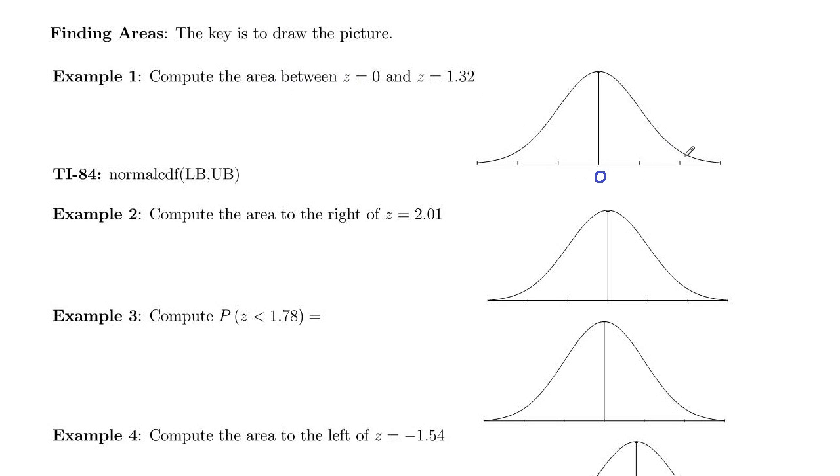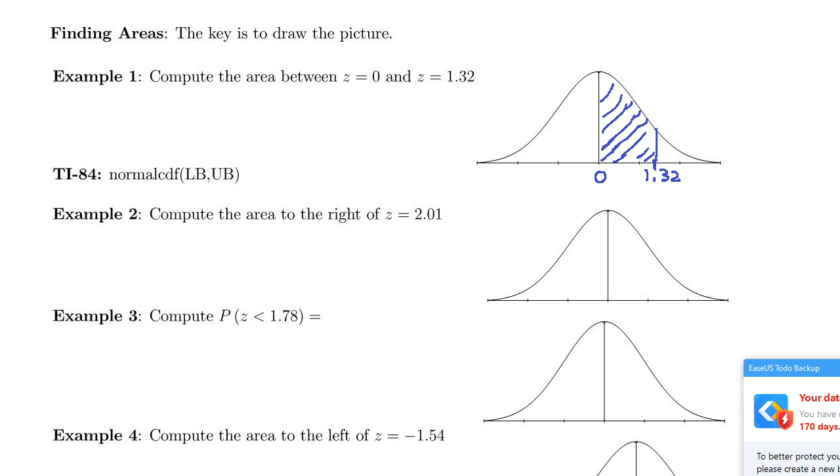And then this is z equals 1, 2, 3, negative 1, negative 2, negative 3. It's always a scale of 1 unit when you're talking about z-scores. So this 1.32 is going to be about right here, between 1 and 2. And so we are trying to find this area underneath the bell-shaped curve. We're going to use technology to do this. Many times books will use tables to compute these values, but technology is definitely a better choice here.